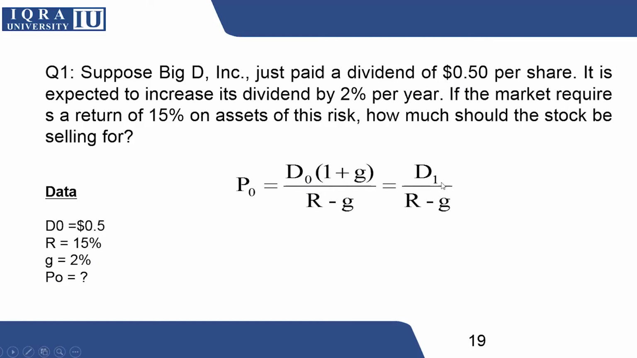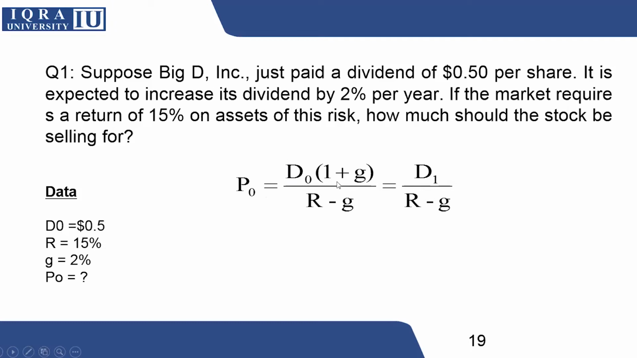D1 is not given in the question. The only information which is given in the question is D0. When D0 is available in the question and you are calculating P0, then you will convert this D0 with the help of growth into D1. So in simple words, if D1 is not given, then we can manipulate the formula like this.